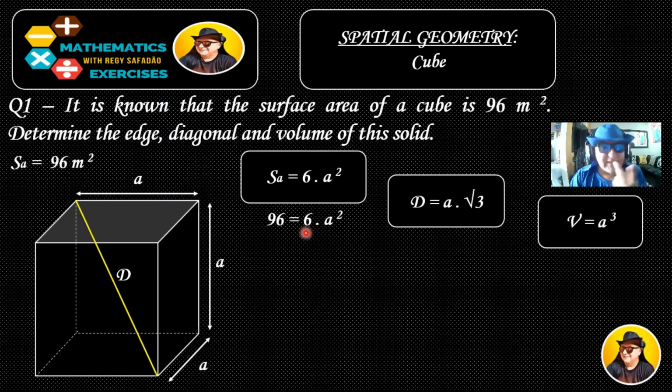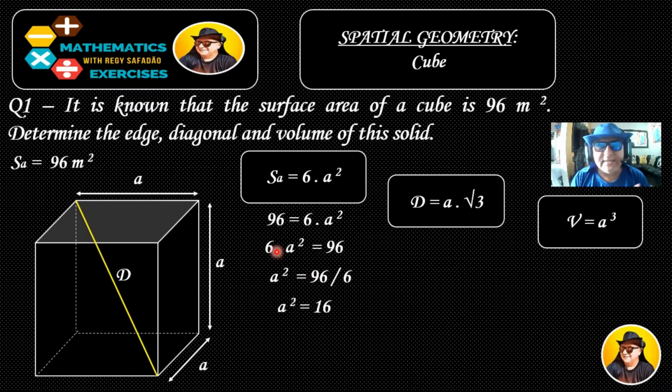Now let's rotate this part of our equation. You can see why I did this, because I want A on the left side of my equation. Now this number 6 is multiplying, so it comes to the right side of the equation, dividing. So I have that A squared is 96 divided by 6, and doing the division, A squared is 16, and now I can take the square root of 16. Well, A is 4 meters. So A is already done, the edge is already found.